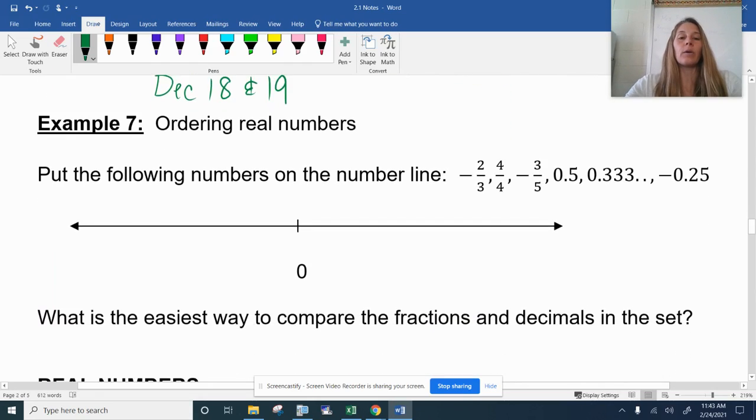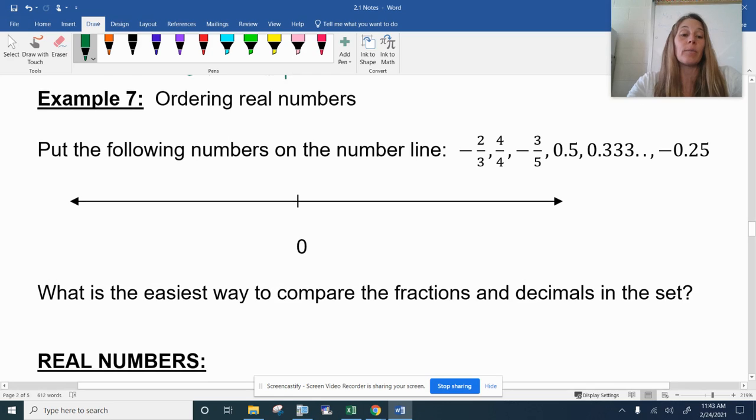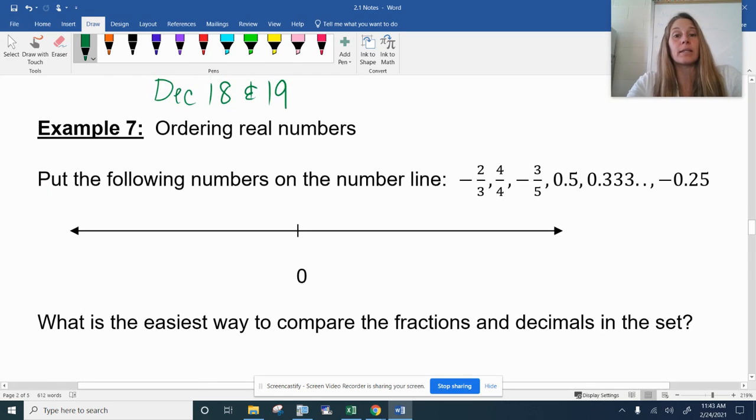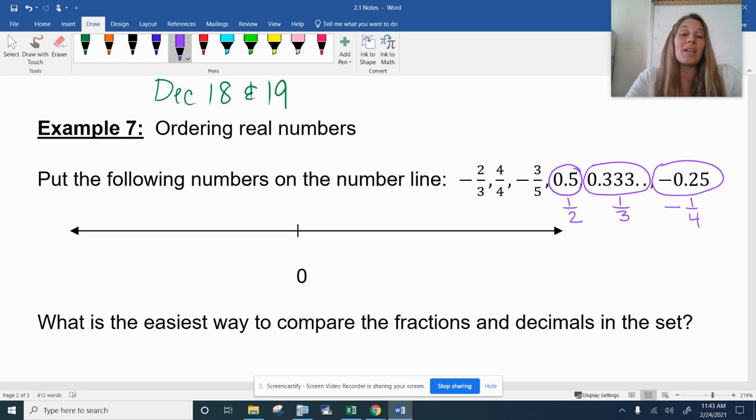Okay, and then finally, an important skill to have is to be able to order these real numbers, particularly when they're mixed up into different versions of numbers, for example, some fractions, some decimals. That can get a little bit tricky sometimes. If you happen to know that this decimal here, 0.5, is 1/2, that 0.3 repeating is 1/3, and that 0.25 is really 1/4, then it was pretty easy to convert those into fractions.